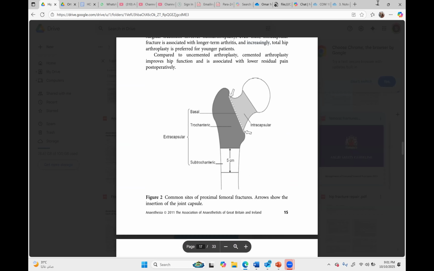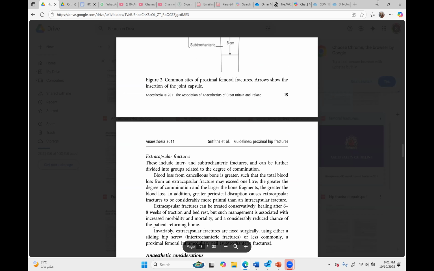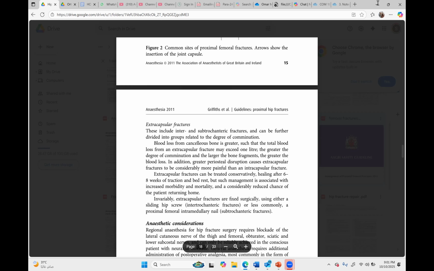Yes, that was the picture which I was trying to find. So intracapsular will have less blood loss. Am I right? Yes, sir. So blood loss from cancellous bone is greater, such that the total blood loss from an extracapsular fracture may exceed 1 liter. The greater the degree of comminution, the larger the bone fragments. So hip fracture or femur neck or femur fracture patients can have even more than 1 to 1.5 liters of blood loss.